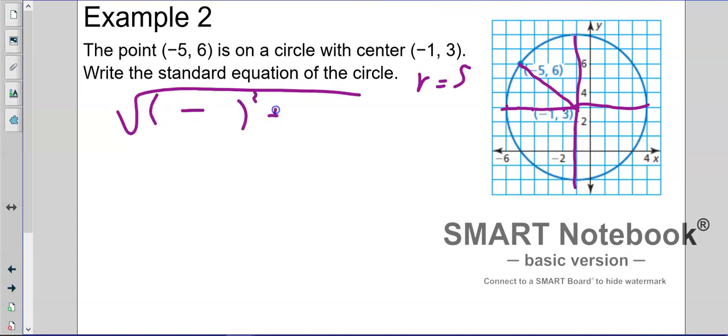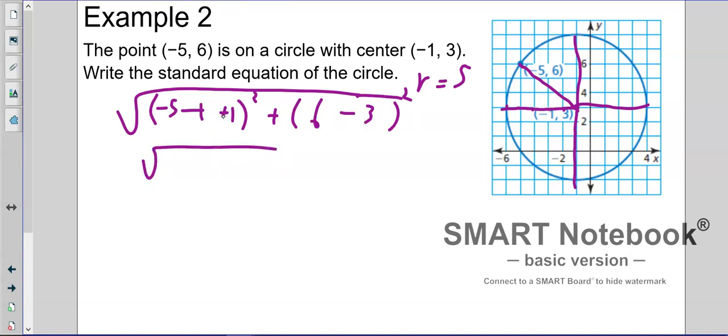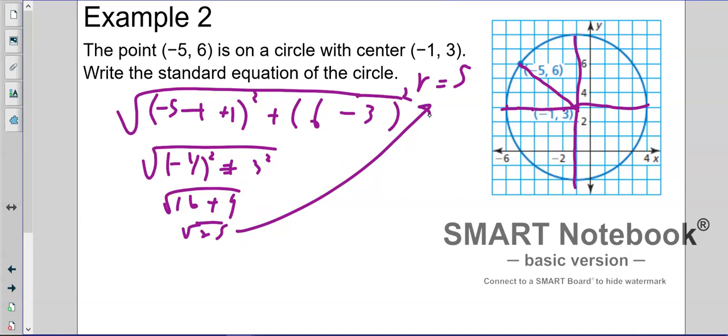And as always, I like to do this first. And then put in negative 5 and negative 1, and 6 and 3. So real quickly, that's going to be plus, right? So that's going to be negative 4 squared, plus 3 squared. So that's going to be 16 plus 9, square root of 25. So r is 5. But once again, since that is a radius, you can just take the straight line over and count the radius. But I did want to refresh you on the distance formula.